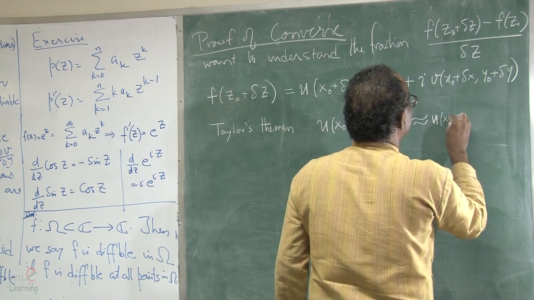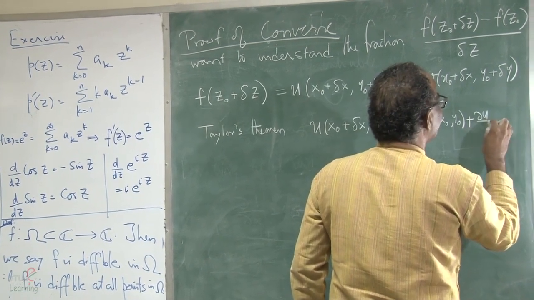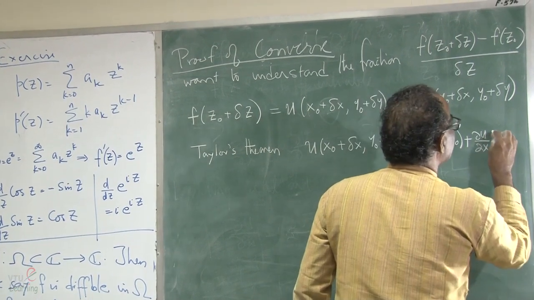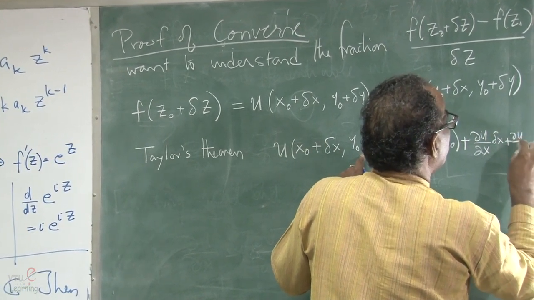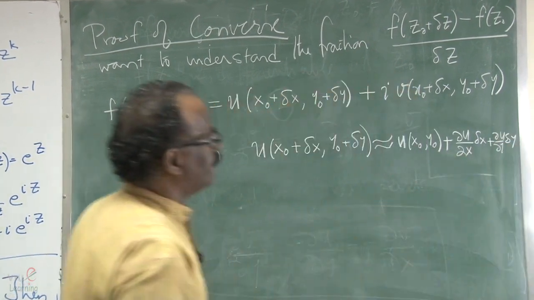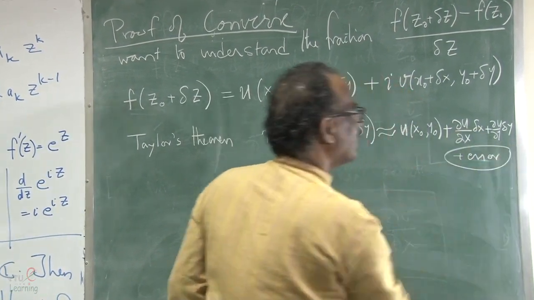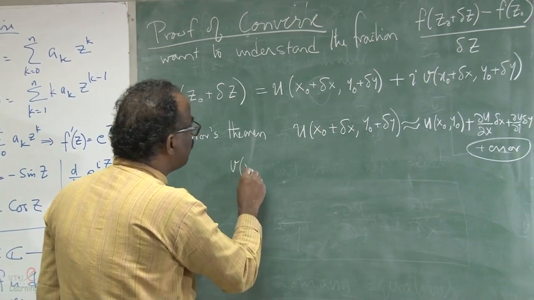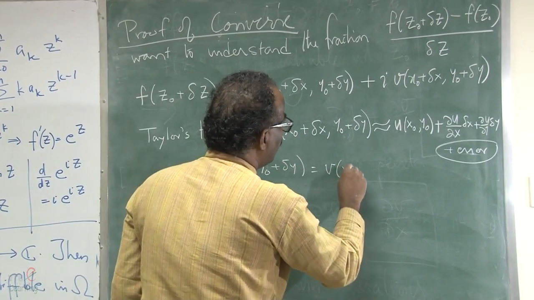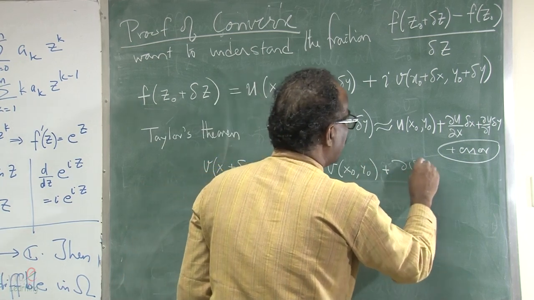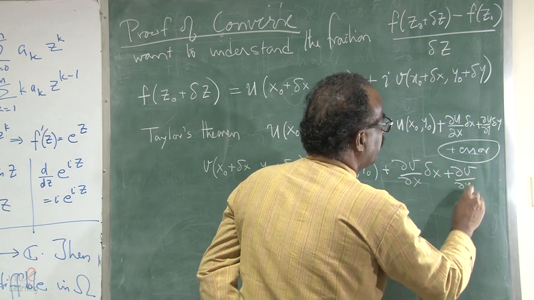This will be nothing but, by Taylor's theorem, u of x naught y naught plus the partial derivative of u, which exists, du by dx into delta x, plus du by dy into delta y. That's what you do. So you can approximately write this, plus there will be an error. I am trying to skip that error. Can I do it or not? That's a different thing. And then similarly, I can write v of x naught plus delta x, y naught plus delta y is equal to v of x naught y naught plus dv by dx into delta x plus dv by dy into delta y.